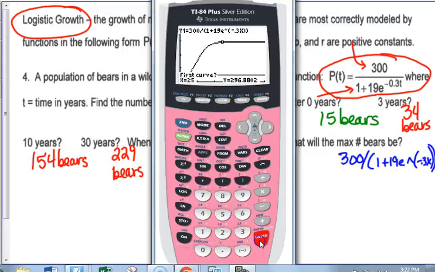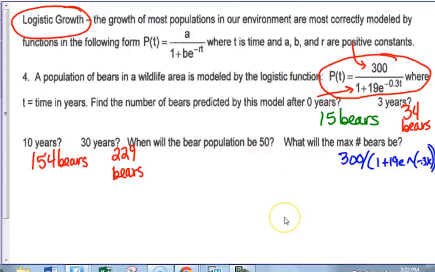Intersection. I'm going to have fun with this thing. 4.45. For about 4.5 years.